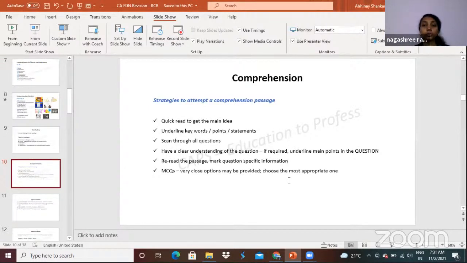There's also something called reading between the lines, right? Wherein you don't have to go through each and every word, but you just glance through what is there, right? So that you get a gist of what the passage is talking about. And then probably look through the questions.